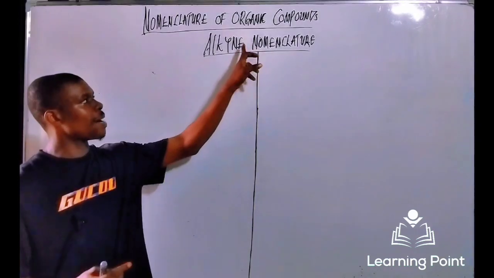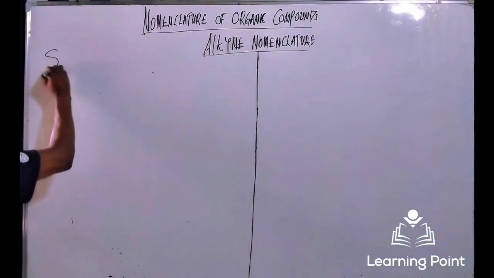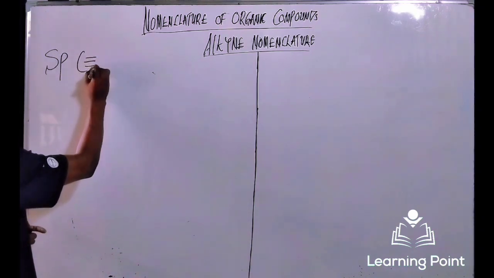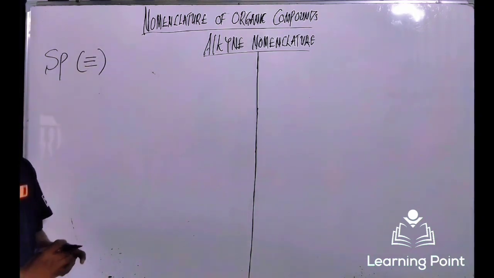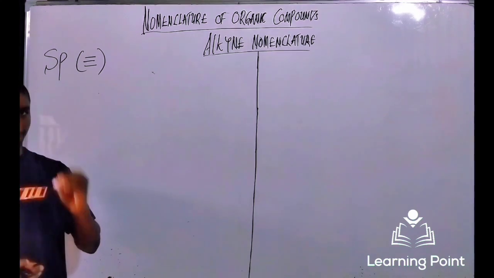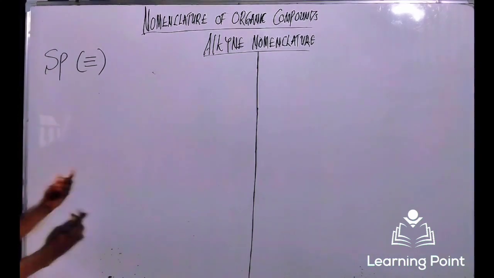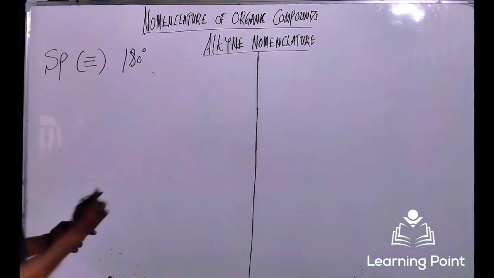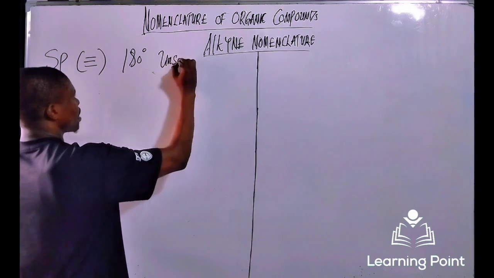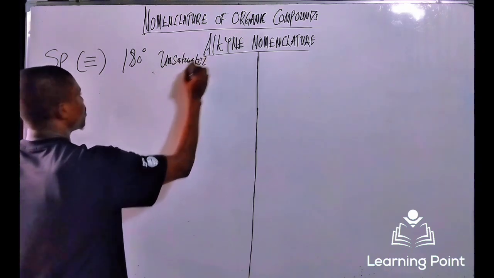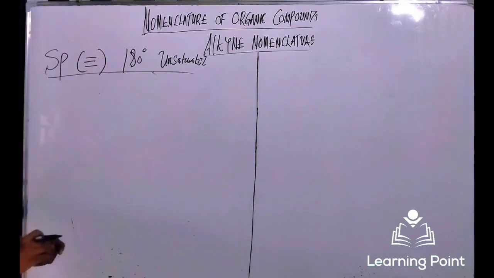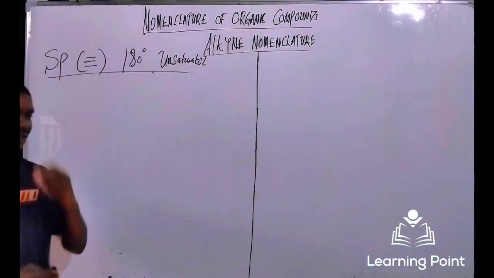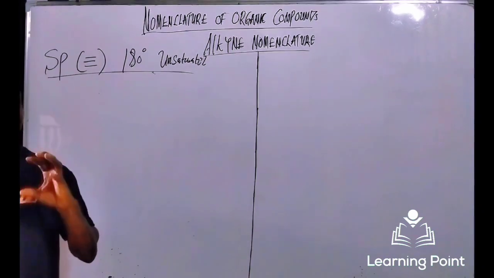Now when we're talking about alkynes, they have sp hybridization, and they have a triple bond. Whenever you see a triple bond, it is an alkyne. So every alkyne has a triple bond, and the bond angle is 180 degrees, and it's called unsaturated. So these are things you need to know when it comes to alkynes. Just that. As we move on, you need to understand how to name them.